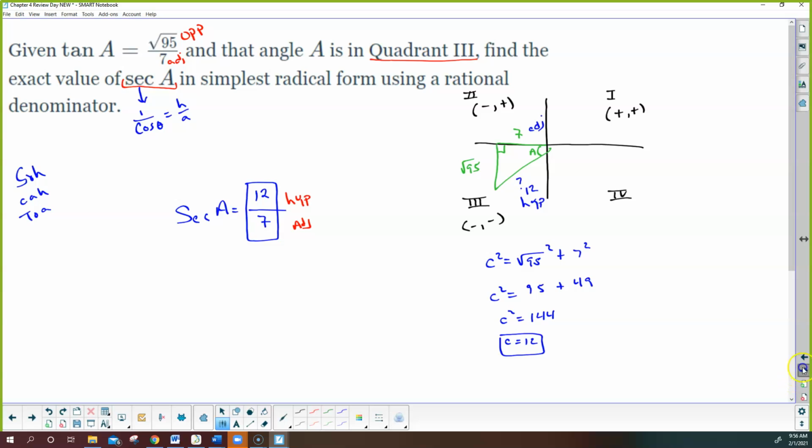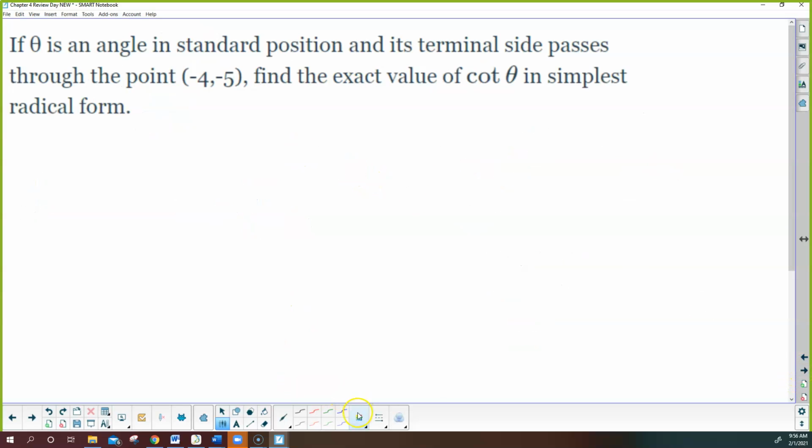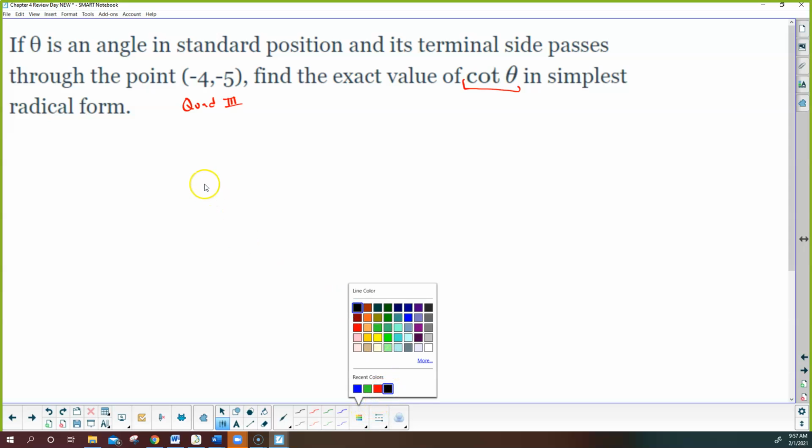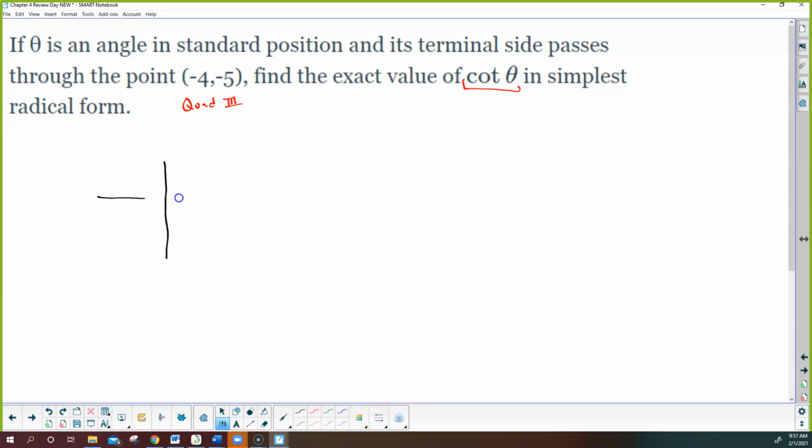Okay. This one is very similar. It says theta is an angle in standard position, and its terminal side passes through the point. Now notice, negative and negative. Right away, I know that that point is in quadrant 3. And then they tell us to find cotangent. So I would draw a graph, and we know x, and we know y. Now, actually, technically, well, I would still recommend doing this. I think the visual process is worth it.